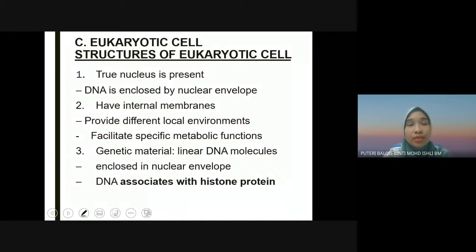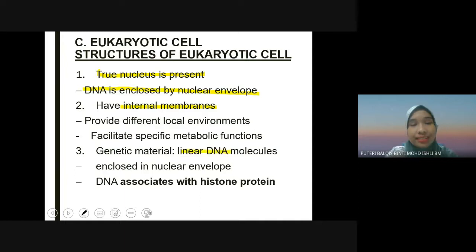For eukaryotic cell, structure of eukaryotic cell, true nucleus is present. Kita ada true nucleus. Maksudnya nucleus tu perfect. Dia ada nuclear envelope, dia ada nucleoplasm, dia ada nucleolus, semua ada. True nucleus is present. DNA is enclosed by nuclear envelope. So our DNA is located inside the nuclear envelope. It also has internal membrane.